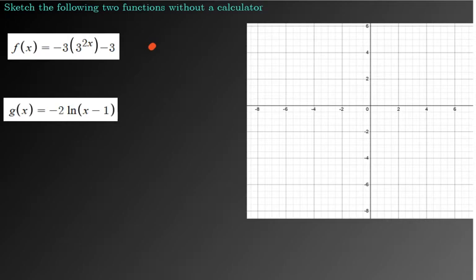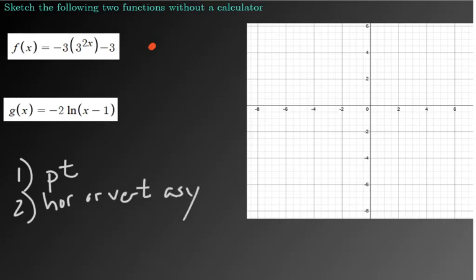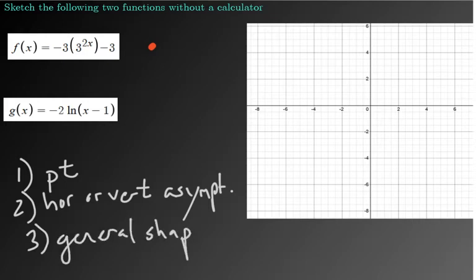So with these ones, I'm always looking for 3 things, all right? I want basically 1 point, which is not too much to ask, a horizontal or vertical asymptote, and that just depends on which function you're graphing, the log or exponential. And then I just want the general shape. So you need to know whether the thing is growing or decaying, that kind of thing.